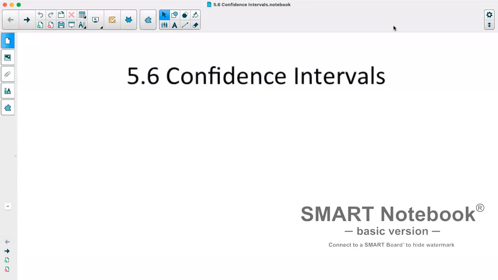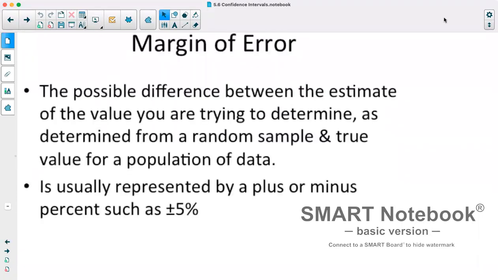Hi, today we're looking at section 5.6, which is dealing with confidence intervals. So we'll go through a few definitions to start things off, and we'll utilize those definitions to help us with a few examples.